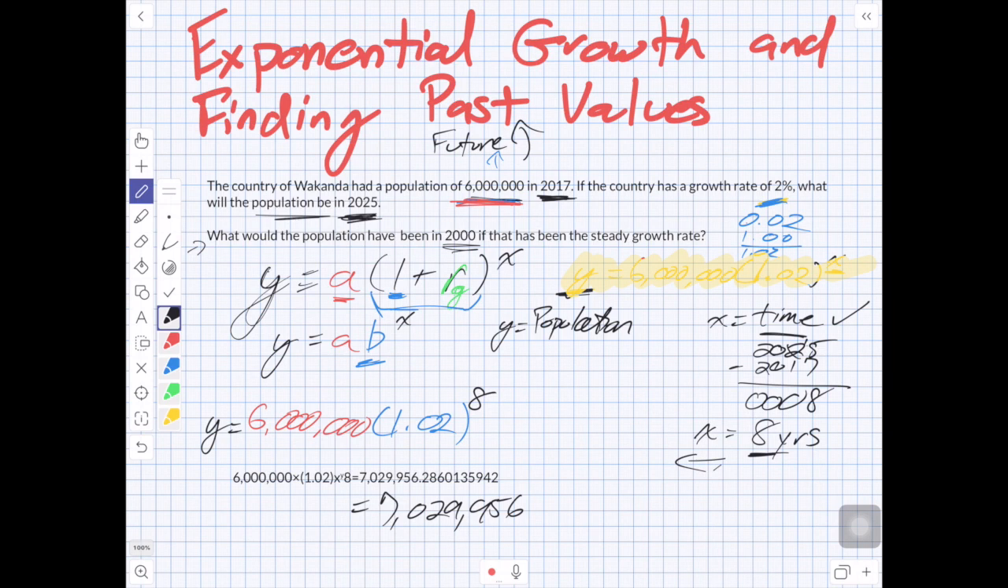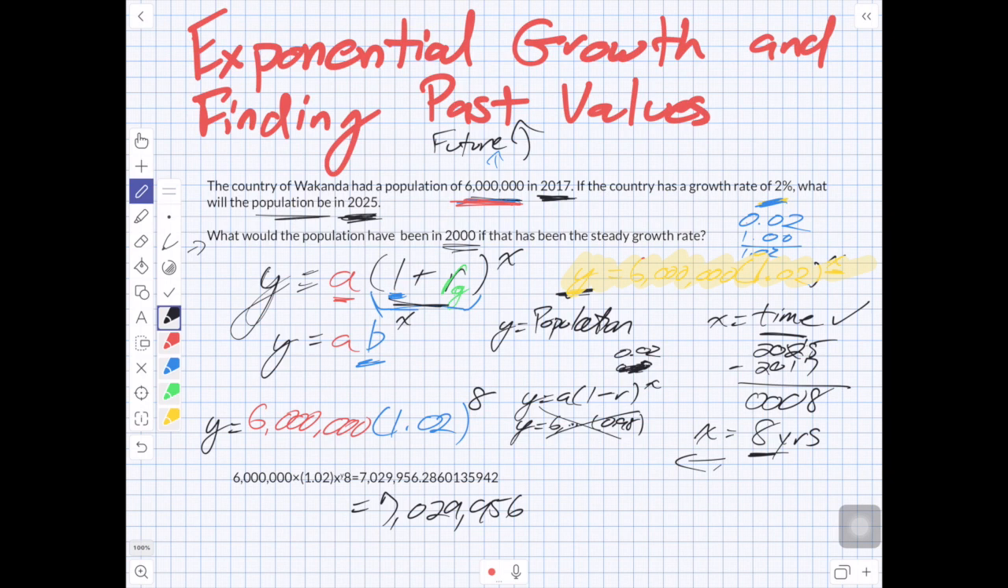Well, it's a very common mistake to think that our growth rate becomes a decay rate, and we say, oh, y is equal to a 1 minus that growth rate, which was 0.02, to the power of x. If you plug that in, we'd end up with y is equal to 6 million times 0.98, when we take 1 and subtract that 0.02. But that's actually incorrect. That would be a decay rate. We never said this was a decay rate.